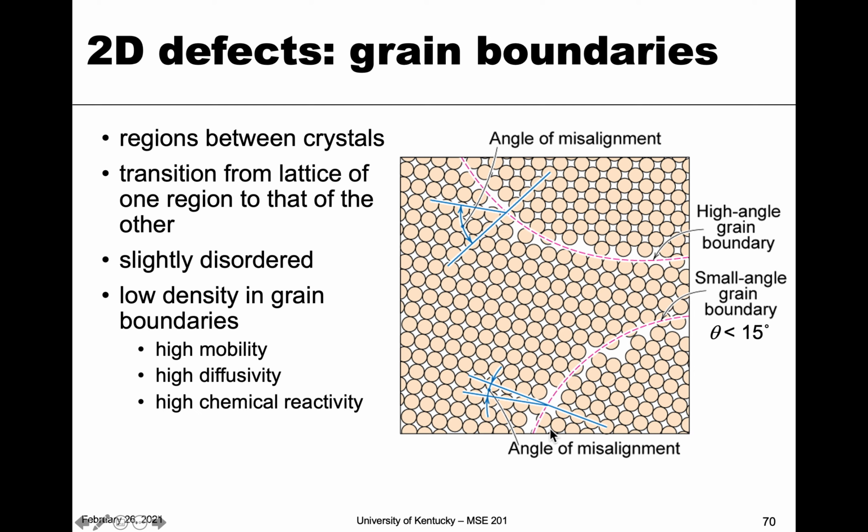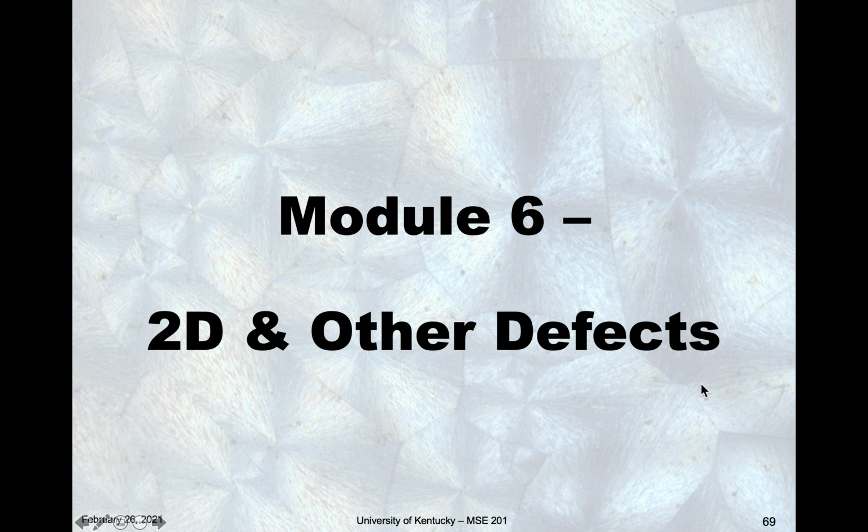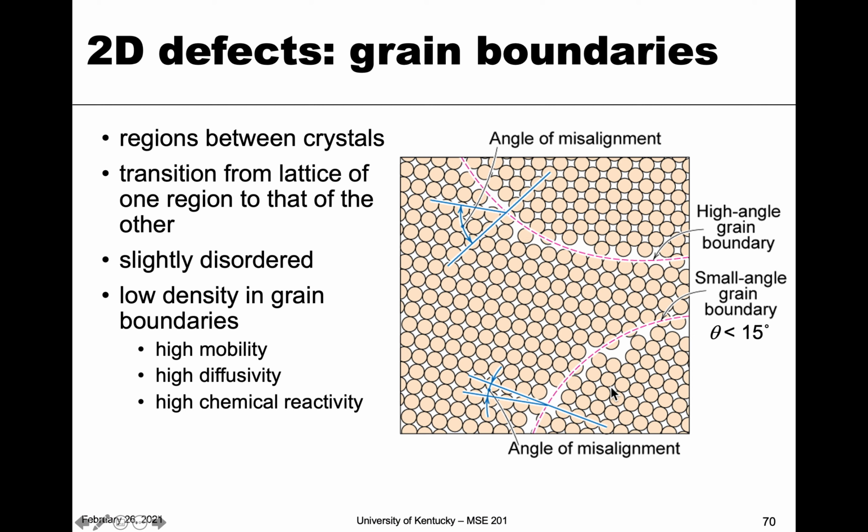Here's an example of a much smaller one, which we call a small angle grain boundary. The difference is about 15 degrees: this is less than 15 degrees, and these are higher. We're not going to talk much about the difference there, but if you ever go into more depth on grain boundaries, you'll talk more about that.